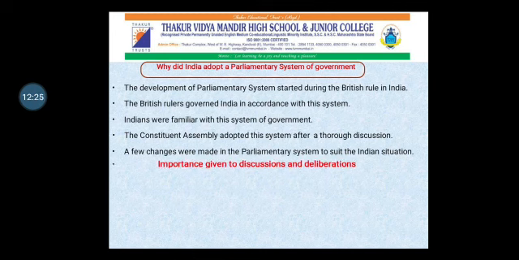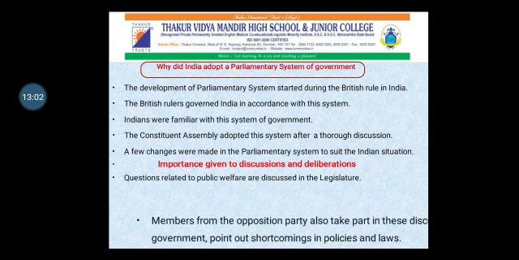Now we will see importance given to discussions and deliberations. When they were making changes, or even today, when any policy is made, any law is implemented, before that, there is lot of discussion and deliberations. Deliberation also means long discussions and debates. We can say that both of these things are very important or integral part of our parliamentary system.